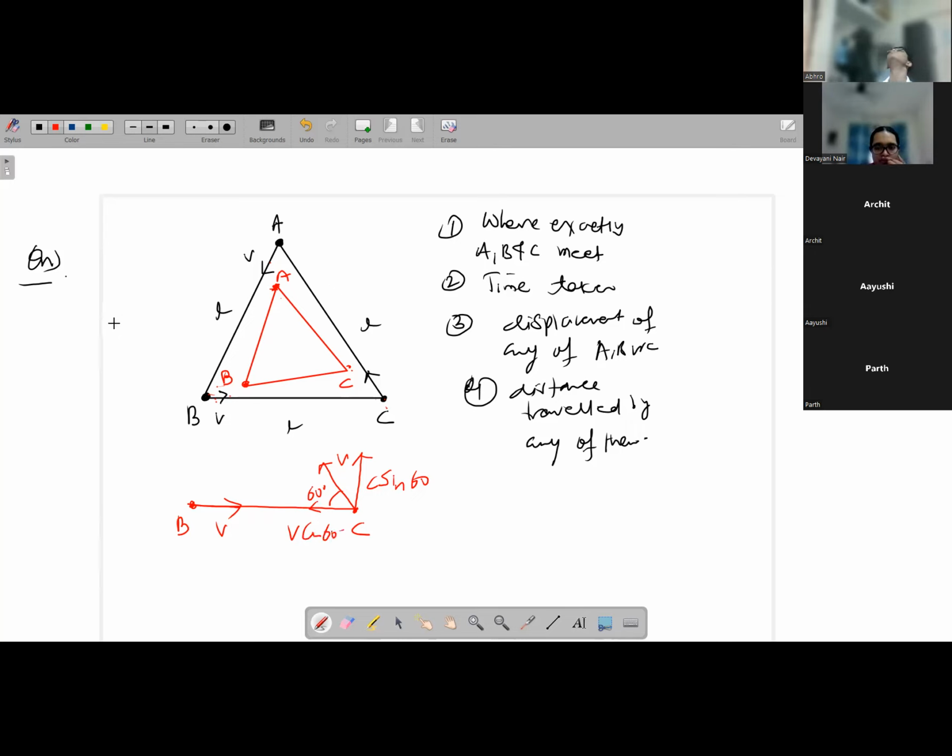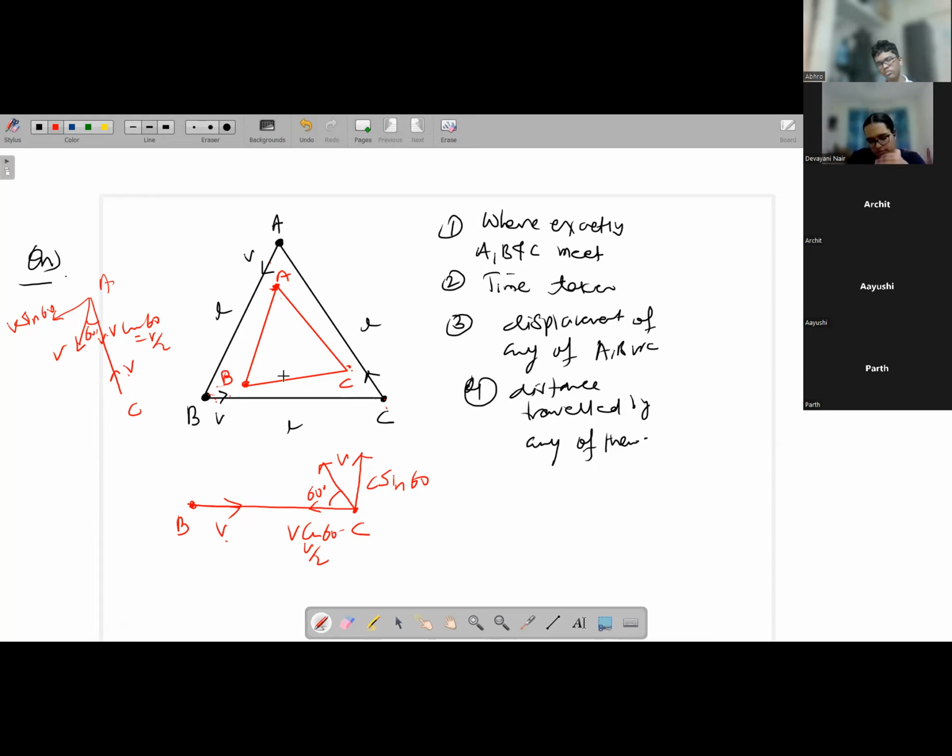If you do the same thing over here, AC, again this is 60 degrees and this is V. Again, this will have two components, V sin 60 and V cos 60. You can say that they have velocity of approach V minus V cos 60, that is V by 2. Again, they have the same thing. Velocity of approach V minus V by 2. Again, we'll have the same thing here as well. So between B and C, C and A, and A and B, all of them have the same velocity of approach, V by 2. So they will try to approach each other uniformly.